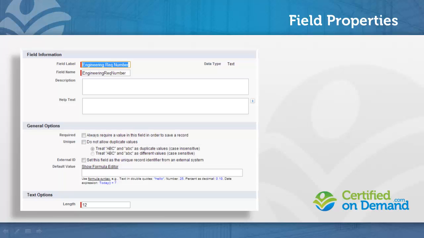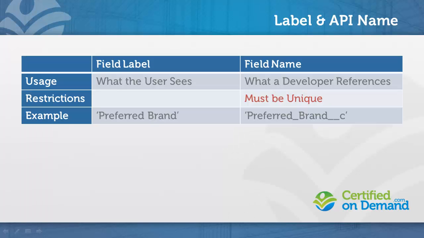Now we're going to explore the various field properties that an administrator can define. So first off, the field label determines how the field will appear on the screen to users. For instance, if you want your field to be called preferred brand, then that's exactly what should be entered as the field label. The field name is what developers and the API reference. Field names must be unique per object and cannot contain special characters or spaces, and _C is automatically appended to custom field names. The field description is used for documentation purposes and is not exposed to users.